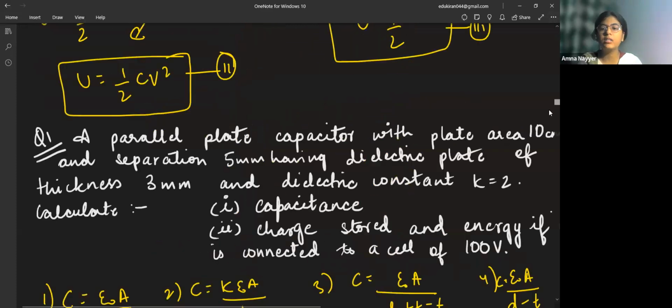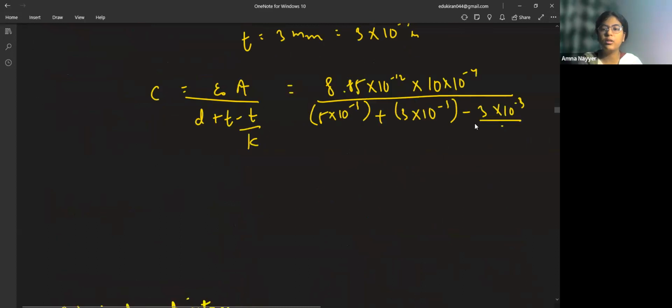Dielectric constant is given as 2. So divided by 2. So D plus T minus K. Fine. Then you can solve it, whatever answer you obtain in this particular. This is the answer of the first part.